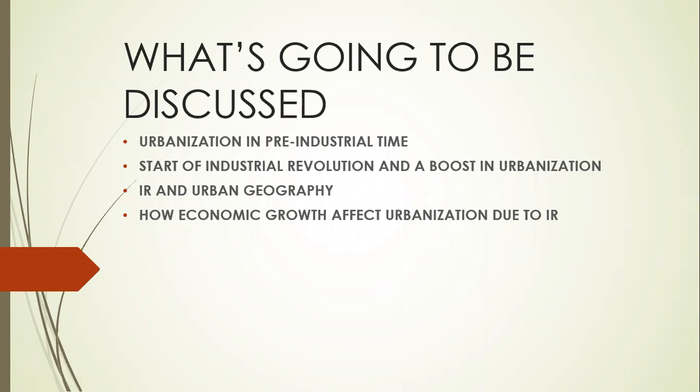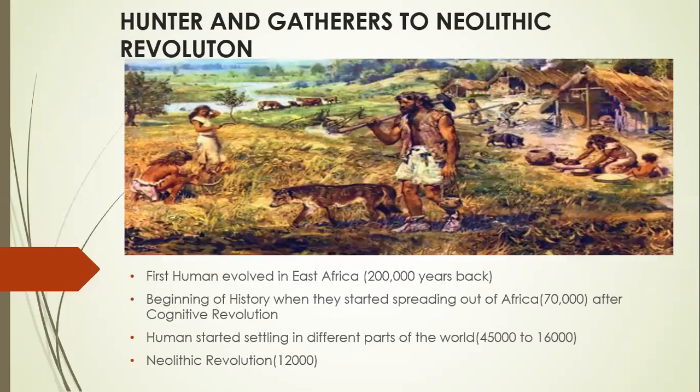So first of all, we have to take a very quick look at the very beginning of the history of humans. The very first humans evolved in East Africa, dated back to 100,000 years, and according to archaeologists, the beginning of history started when humans started spreading out of Africa after the cognitive revolution. It was about 70,000 years before now. Humans started settling in different parts of the world. They started migrating and settling in different parts of the world in the duration of 45,000 to 16,000 years back.